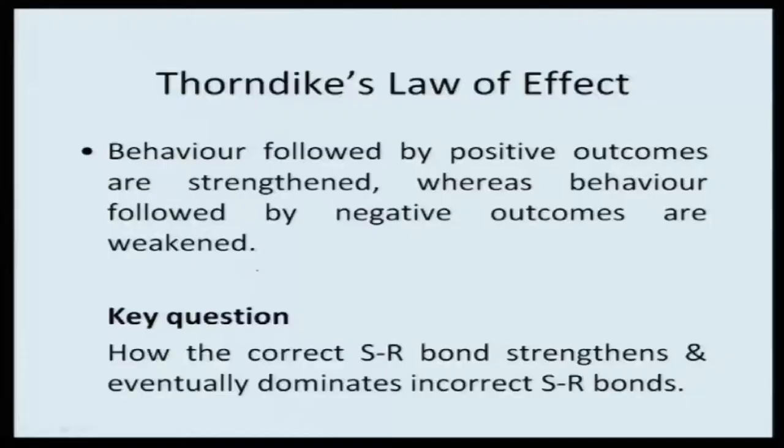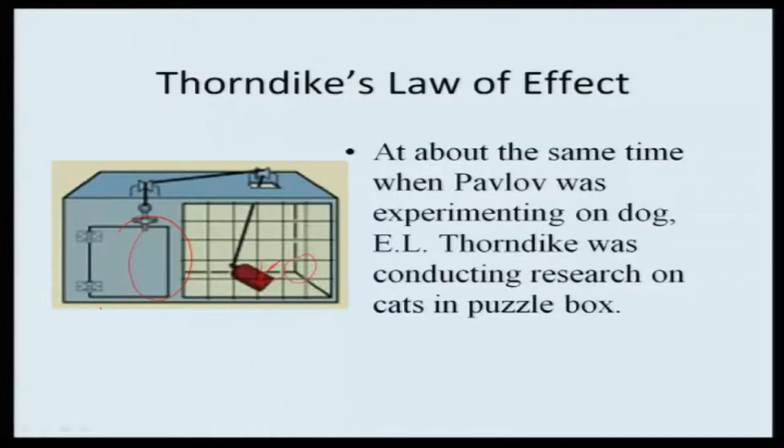But what was being demonstrated basically was that behavior always follows a positive outcome, and behavior that is followed by positive outcomes is strengthened, whereas behavior which is followed by a negative outcome is not strengthened. Random movement led to no consequence, but pressing the lever allows the door of the cage to open. This is what the cat wanted. The cat was attracted towards the fish kept out of the cage, and it was this desired behavior that required the cat to come out of the cage. So, now the key question is how the correct SR bond strengthens and eventually dominates the incorrect SR bonds.